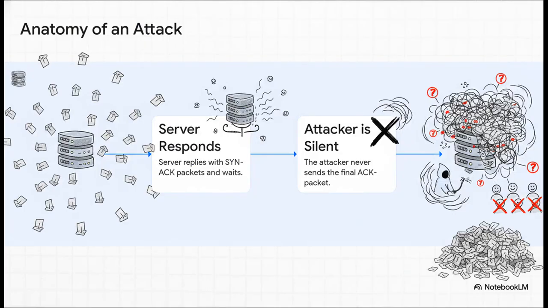Here's how it works. The attacker just bombards the server with thousands of connection requests. These are called SYN packets. The server, trying to be helpful, replies to every single one and sets aside a little bit of memory waiting for the final handshake to complete the connection. But the attacker never sends that final reply. So these half-open connections just start piling up and up and up until the server completely runs out of memory and can't accept any new legitimate requests. It's basically death by 1,000 paper cuts.